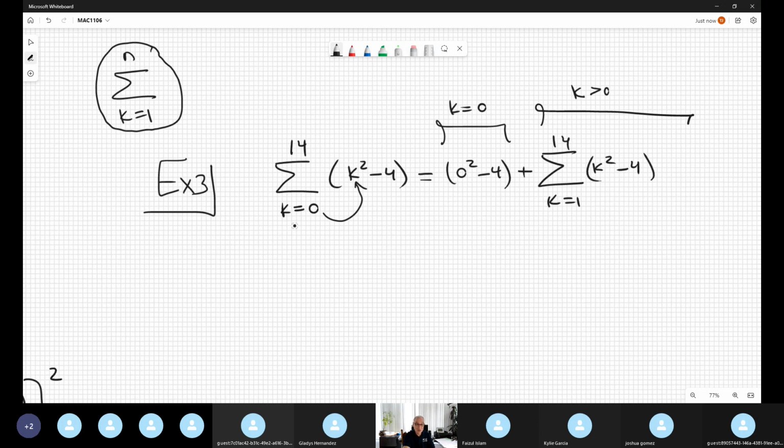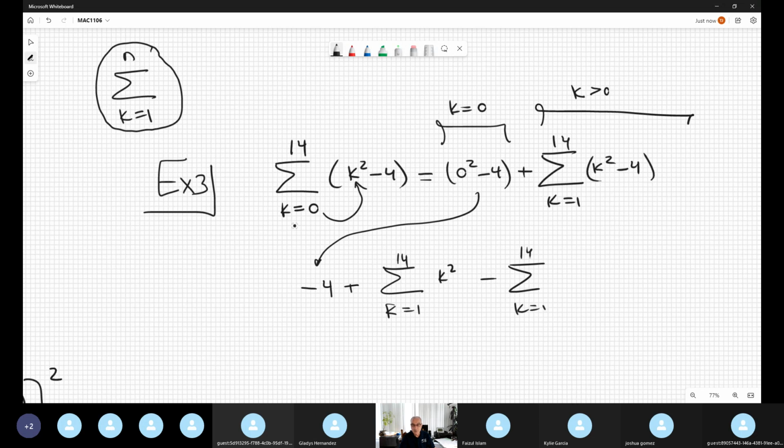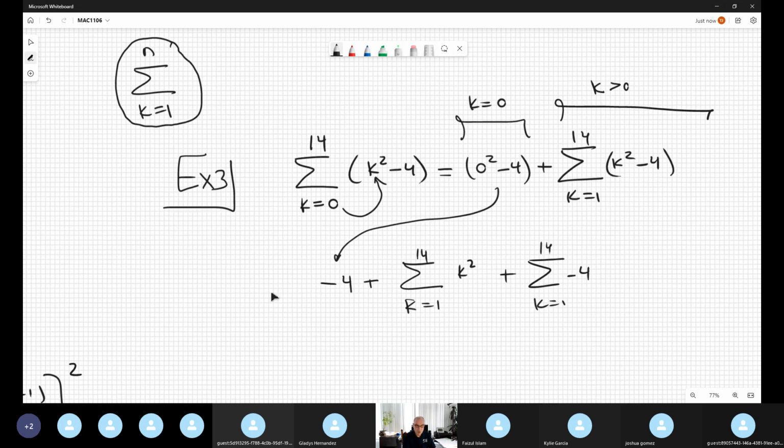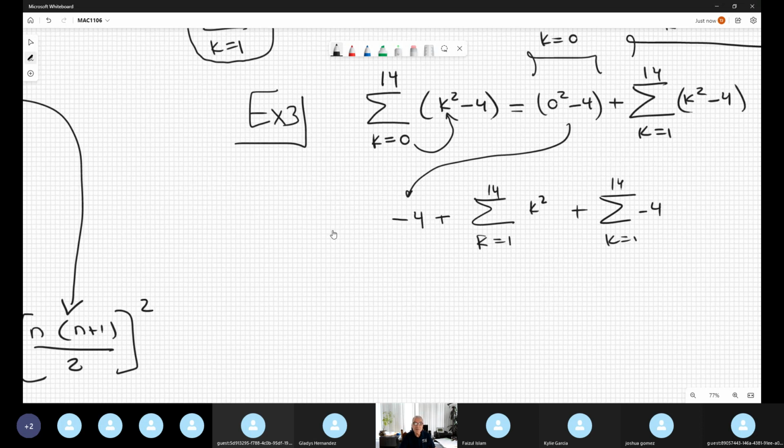So I separate 0. Repeat the idea: the formulas of the property do not include 0. And when you see 0, it goes outside. It's obvious that that part is negative 4. But that part, I split into summations. The first summation starts at 1 to 14 of k squared, minus another summation starting at 1 again to 14 of 4. Or whatever, you put positive here, negative here, it doesn't matter. It's the same. Now I want to recall one more time the property for that part.